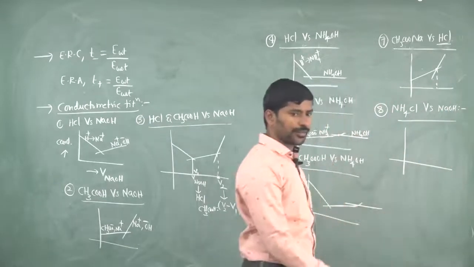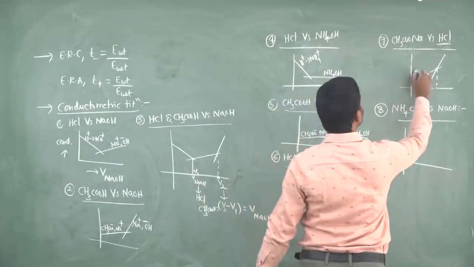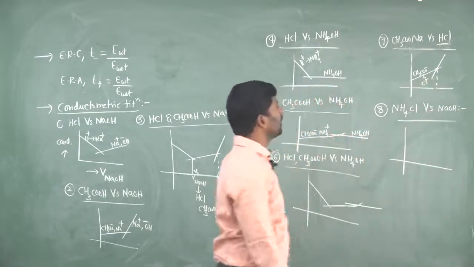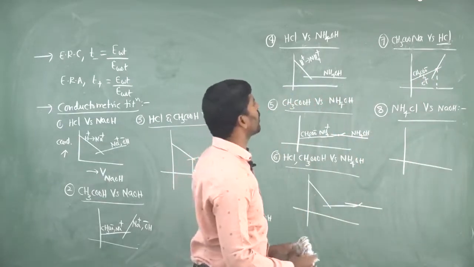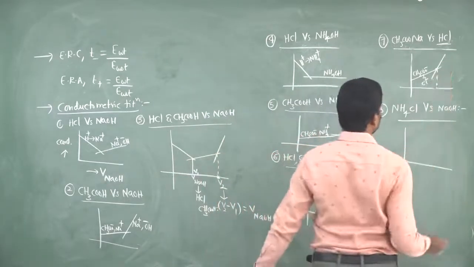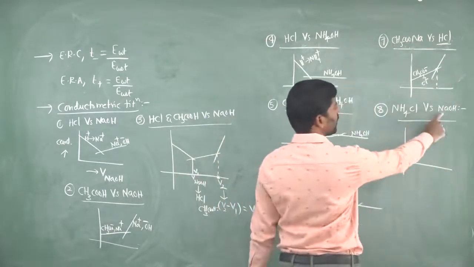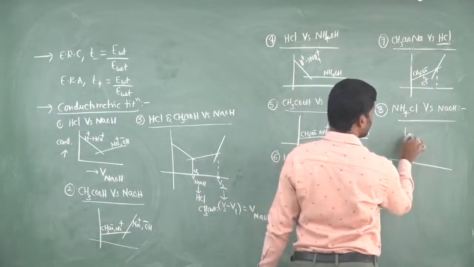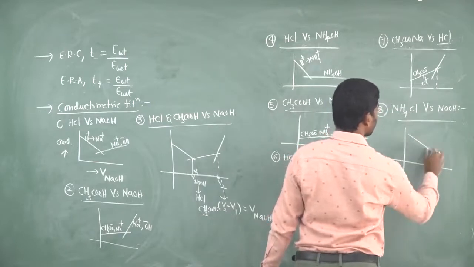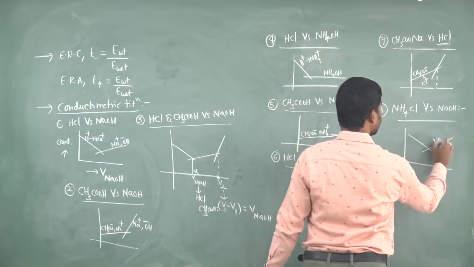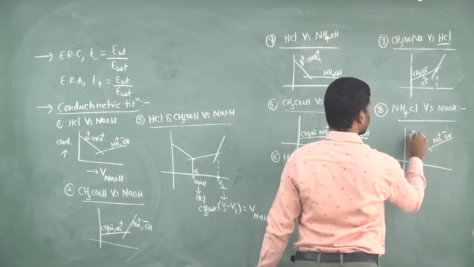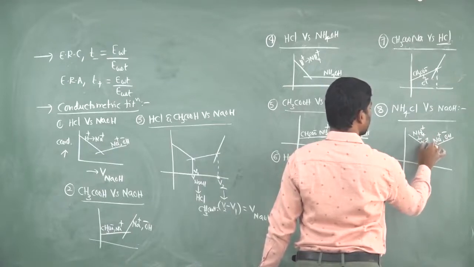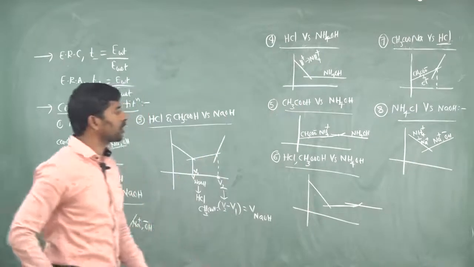After that, that is the end point. Here CH3COO minus ions are replaced by Cl minus ions, so the conductivity of Cl minus ions is more compared to acetate ions. Here NH4 plus ions are replaced by sodium ions. The conductivity of NH4 plus is more, so therefore conductivity decreases. After that it increases. The increase is due to Na plus and OH minus ions. The decrease is due to NH4 plus ions being replaced by sodium ions.